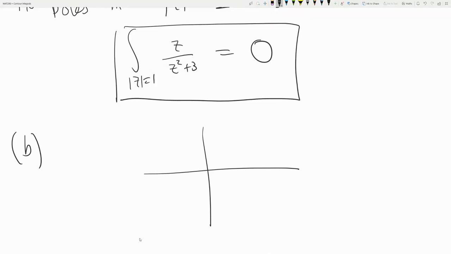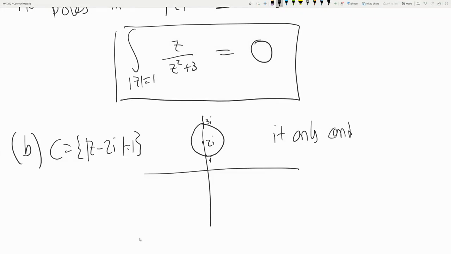Now this circle, 2i is over here. So C equal to, now this circle hits 1 and 3i. Okay, so it only contains i square root 3, which is over here. Okay, so let's see.